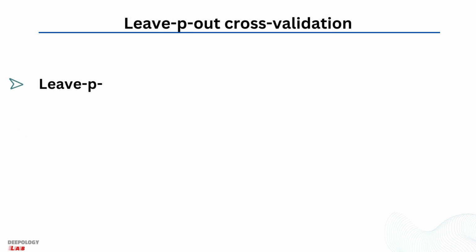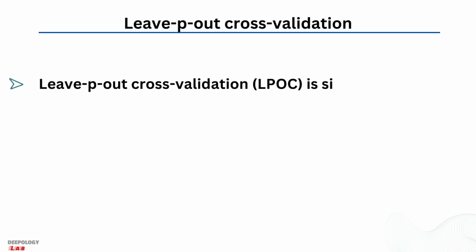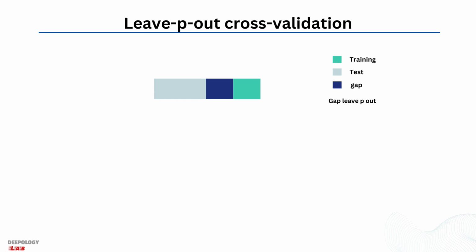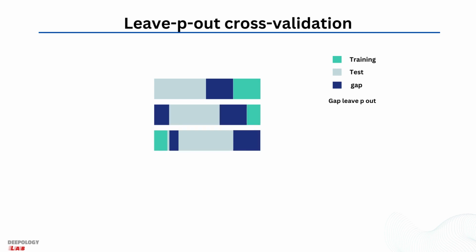Leave p out cross-validation is similar to leave one out, as it creates all the possible training and test sets by using p samples as the test set. All mentioned about leave one out is true for leave p out. Still, it is worth mentioning that unlike leave one out and k-fold, test sets will overlap for leave p out if p is higher than 1.